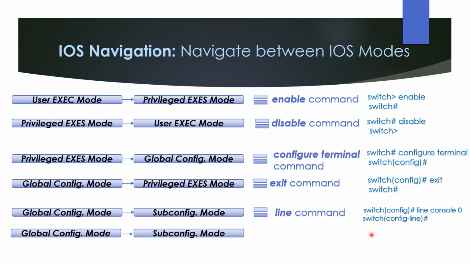And going from global configuration mode to sub-configuration mode, when you want to configure a switch port or a router interface, you have to use the interface command. And here would be listed even the command line, and you will see the change of the level of configuration. By configuring an interface, it means that now you are in the sub-configuration mode.